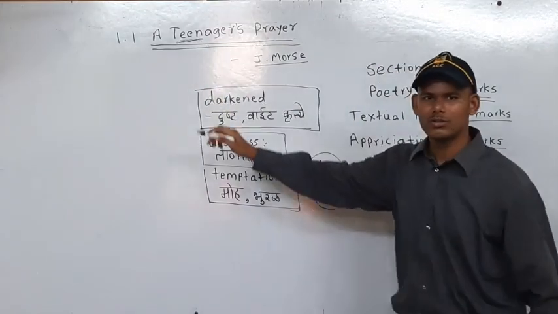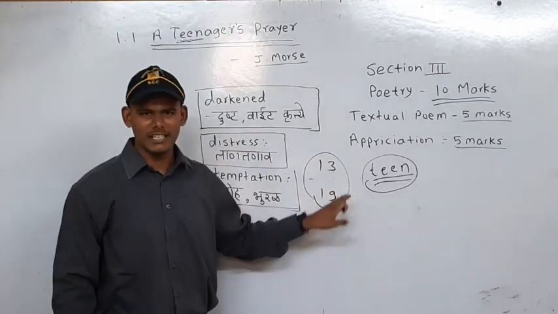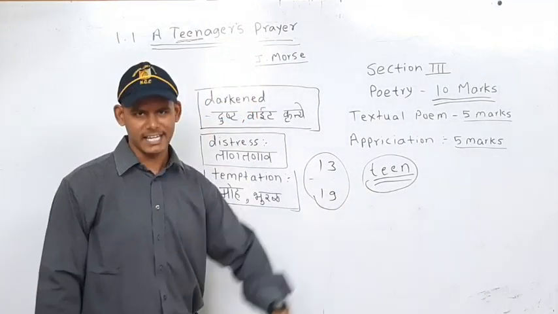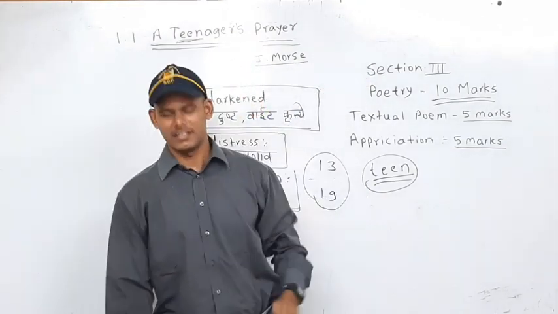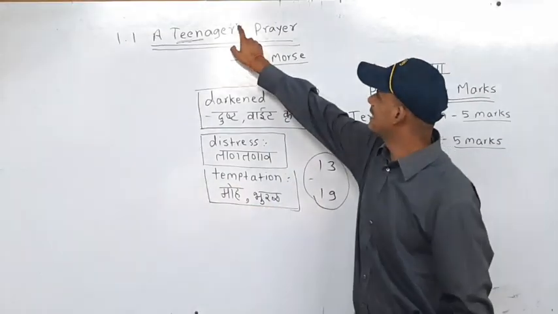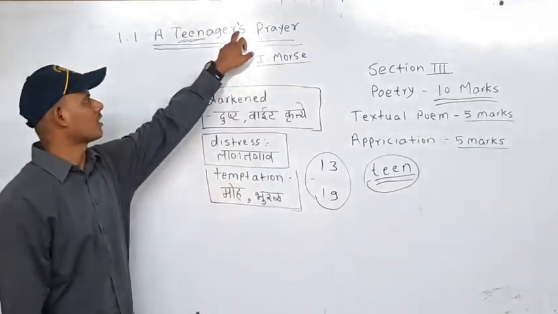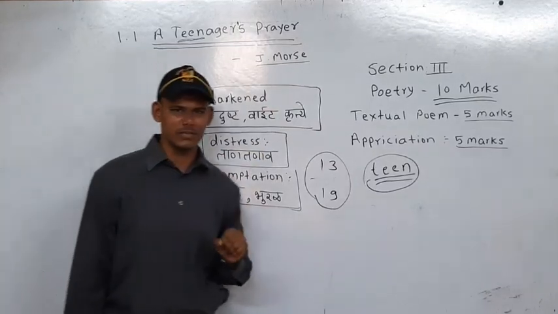याचा अर्थ काय होतो? Those persons or those children who are in the age group of 13 to 19, they are in the age group of teenage. So this is the prayer of teenagers. One more thing that I want to tell you, here is a symbol. See this symbol. This is the symbol of apostrophe.